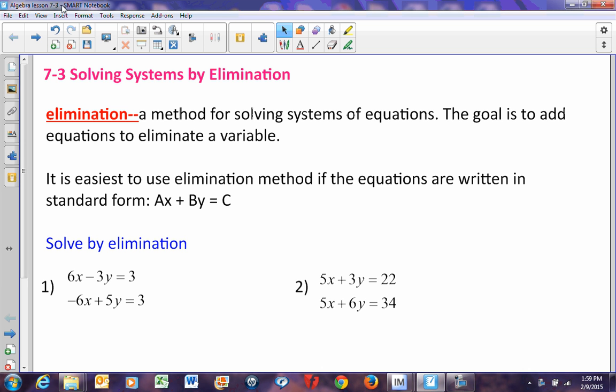It's easiest to use the elimination method if the equations are written in standard form, ax plus by equals c, which means if they're not written in standard form, you need to rewrite them in standard form before you try to eliminate a variable. Let's look at a couple of examples here.